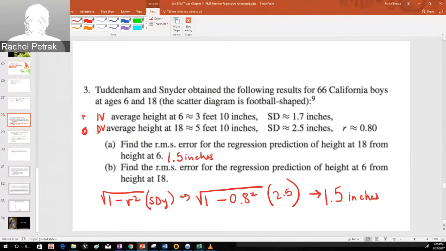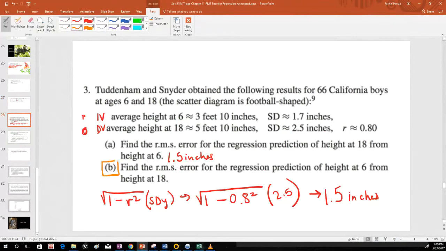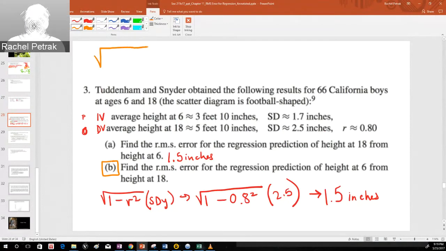If we go the other way to get the RMS error for the regression prediction of height at 6 from height at 18, it makes less sense. The correlation is still the same though, and the formula is the same, except we substitute in different values, of course. We've got now 1 minus r squared, still times our standard deviation of y, but we've now switched these around. So now we're saying that average height at 18 is the predictor, and height at 6 is the outcome.